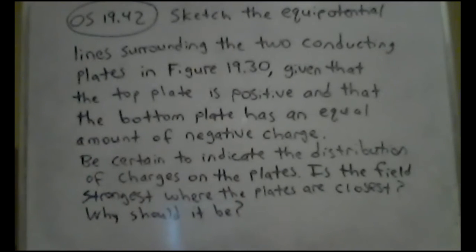19.42, I'll draw the picture in a second here. Sketch the equipotential lines surrounding the two conducting plates in figure 19.30, given that the top plate is positive and that the bottom plate has an equal amount of negative charge. Be certain to indicate the distribution of charges on the plates. Is the field strongest where the plates are closest? Why should it be?